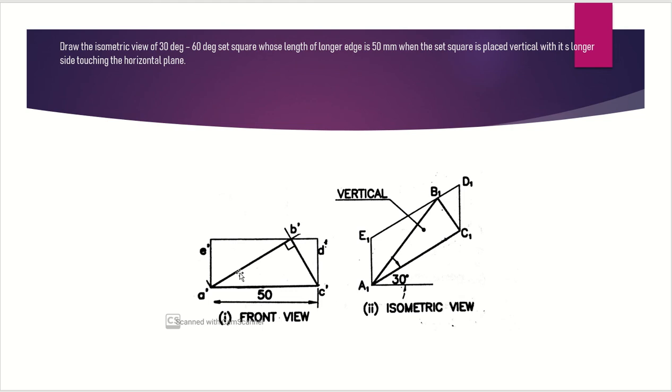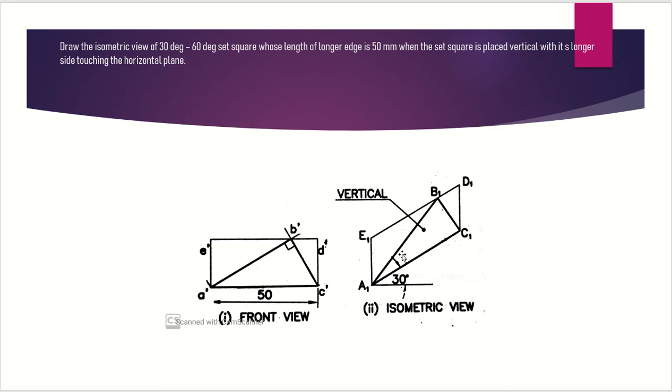Now enclose this particular figure in a rectangle, such that this figure is inside a rectangle. It is touching the rectangle. See, A dash is over here, C dash is on the rectangle, and B dash is also on the rectangle. So enclose it in a rectangle, after which you need to draw the isometric view, that is vertical isometric view. Here I have mentioned as isometric view, but let's draw the vertical isometric view.